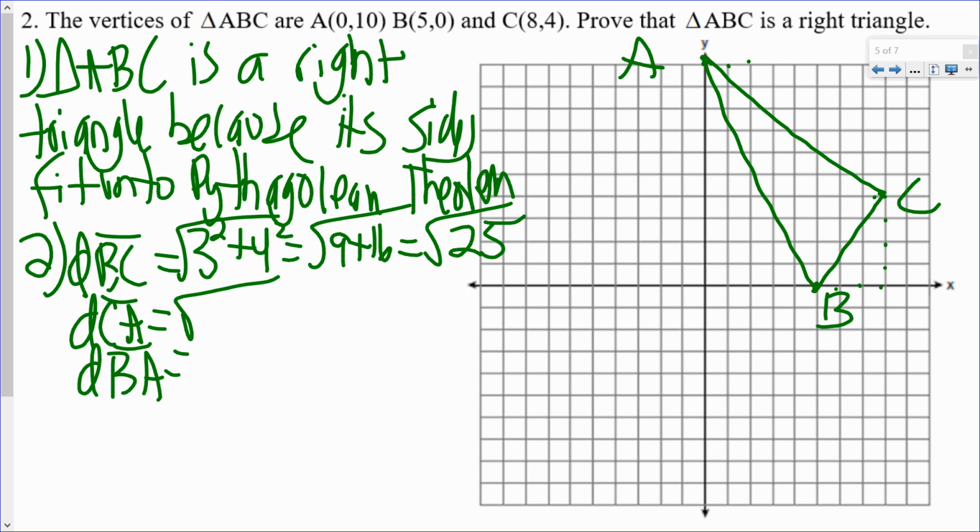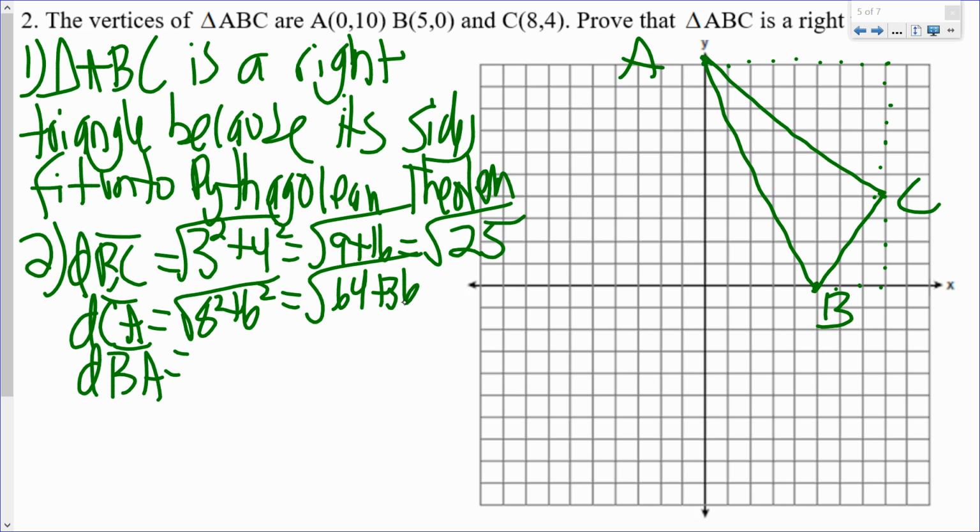CA: 1, 2, 3, 4, 5, 6, 7, 8. Then 1, 2, 3, 4, 5, 6. 8 squared plus 6 squared is 64 plus 36, radical 100.